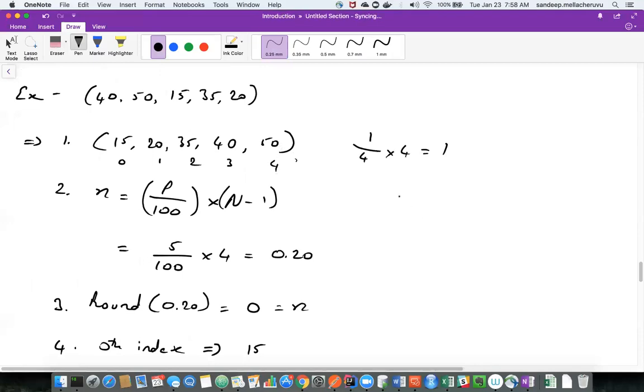Actually, if you take even the 25th percentile, that should also give the same answer. Can you try that also? Yes. The 25th percentile is nothing but 25 by 100 into 5 minus 1, which is 4. The 4 is cancelling 4 times, and these two are cancelled, which means it is 1. Vijay, are you able to follow? Yes. So the 25th percentile and the first quartile are the same.